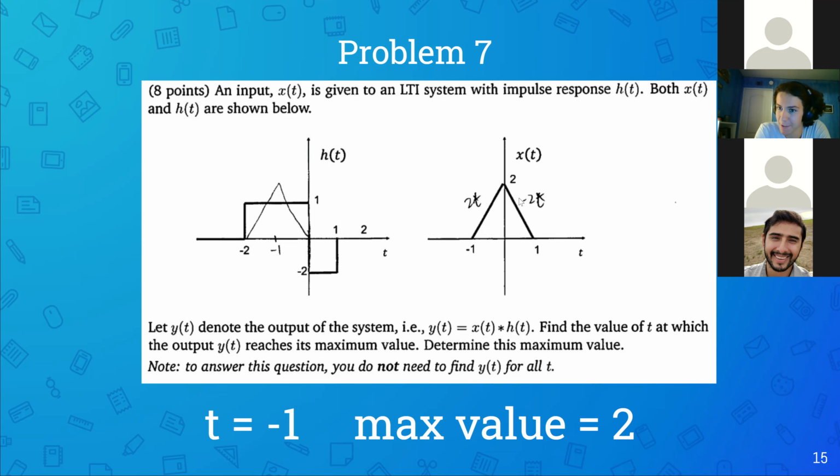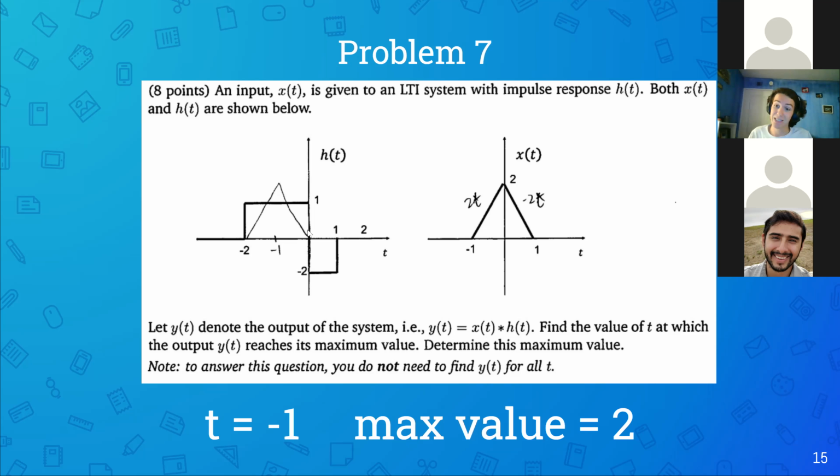So that's how you get that max value of 2. The other way to think about it is that it makes sense intuitively that when you multiply things positively together, that's where you're going to get the maximum value. Anywhere else you move this triangle, it's going to be multiplied by 0 or by a negative value. So that's how to intuitively do it.